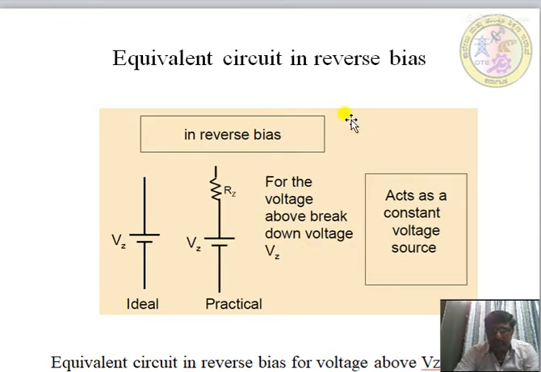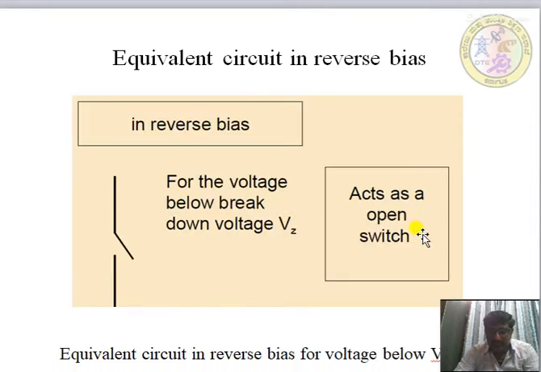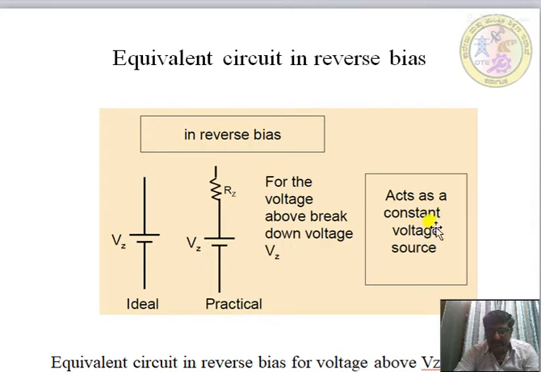Next, this is the equivalent circuit in reverse bias, with negative VZ, that is the breakdown voltage. For a voltage above the breakdown voltage, it acts as a constant voltage source, in the ideal as well as the practical case. In the practical case we connect a source resistor along with the breakdown voltage, and it acts as a constant voltage source. So earlier it was acting as an open switch, and now it is acting as a constant voltage source.